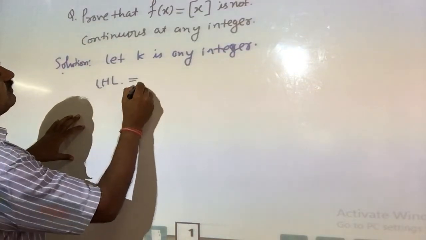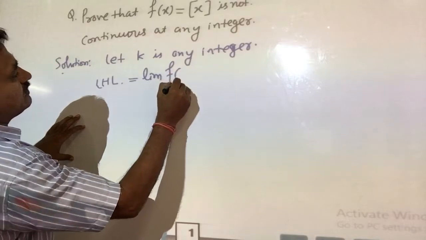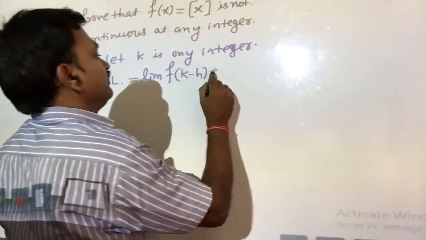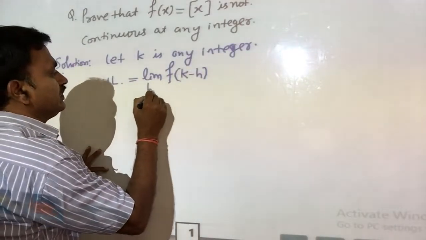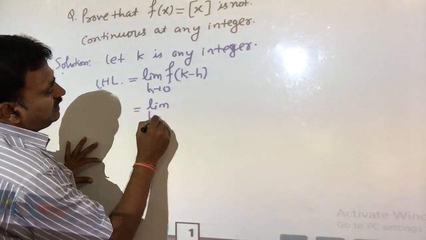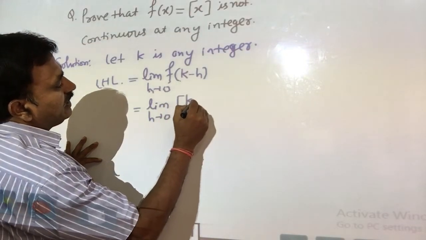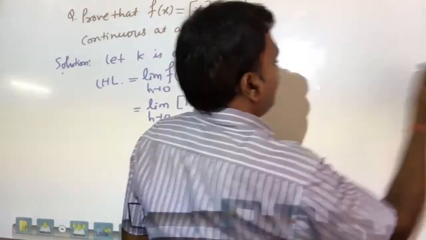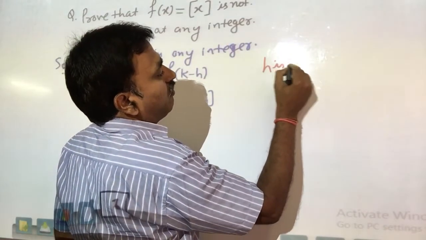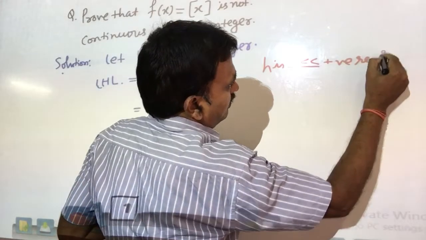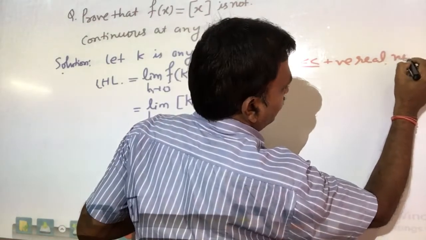So first we will find the left hand limit. The left hand limit is the limit of the function at k - h, as h tends to 0. So students, we will write: limit as h tends to 0 of [k - h]. But always remember, h is a very small positive real number.